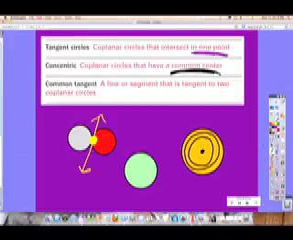Okay, how do you feel about these three? Feeling okay about these three ones? Tangent, concentric, common tangent? Yeah?